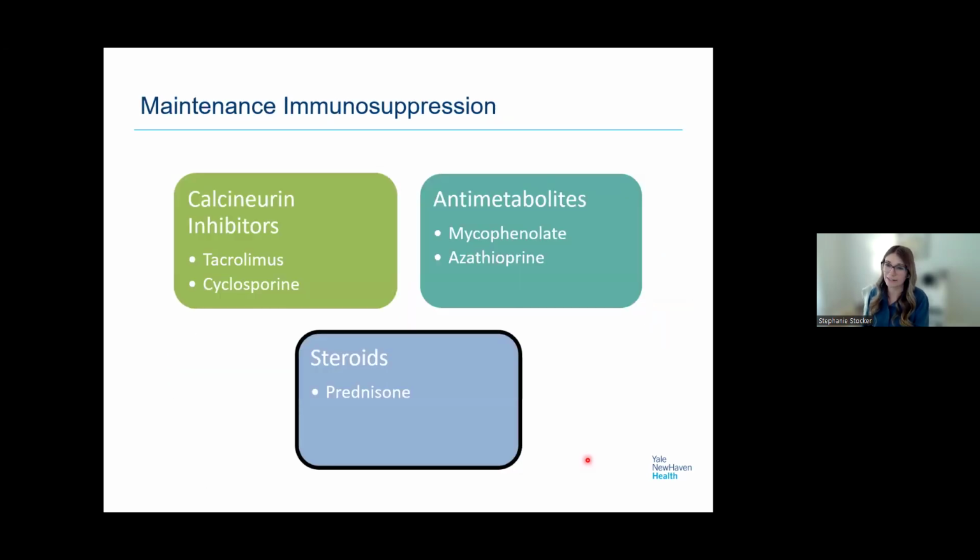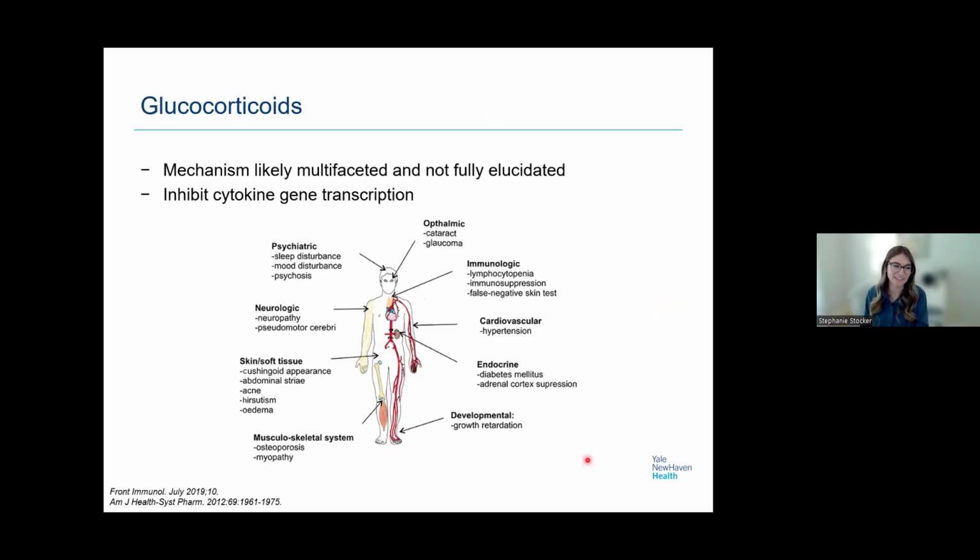I am not going to spend a lot of time talking about steroids. I am guessing almost everyone on this call has a lot of experience with them, but they are one of our medications that we use to suppress the immune system. And there are a lot of different mechanisms that have been thrown out there.